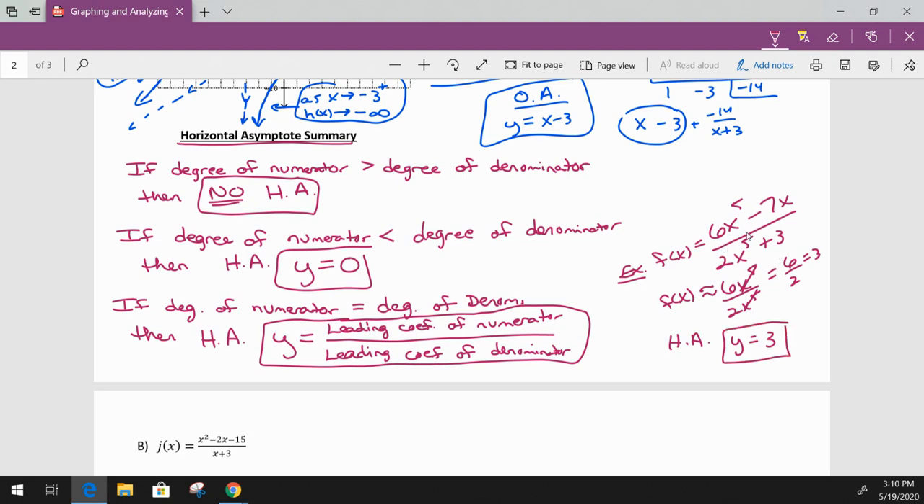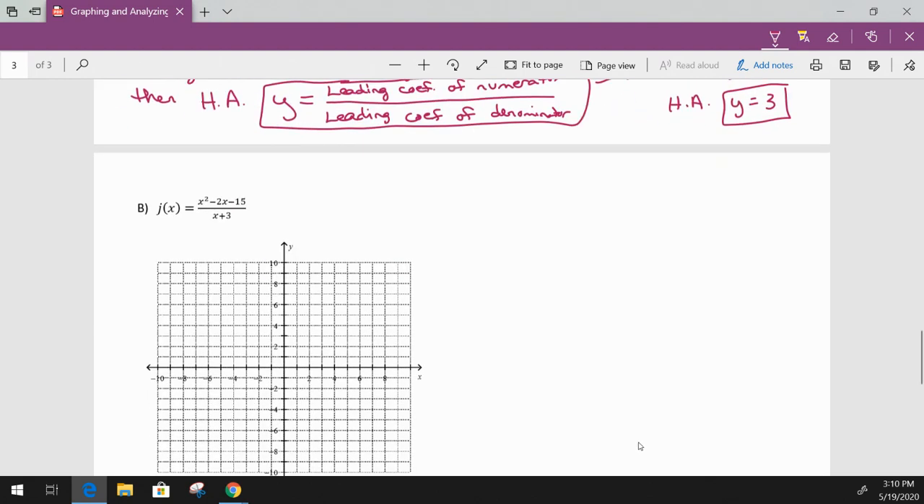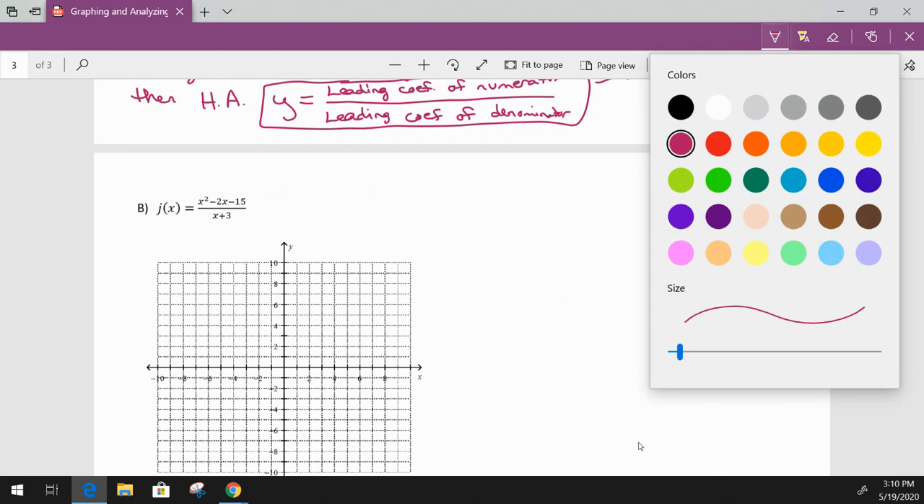So be careful when you have the same degree in the numerator and the denominator. You take those leading coefficients, and y equals that. Okay, two more examples to go.